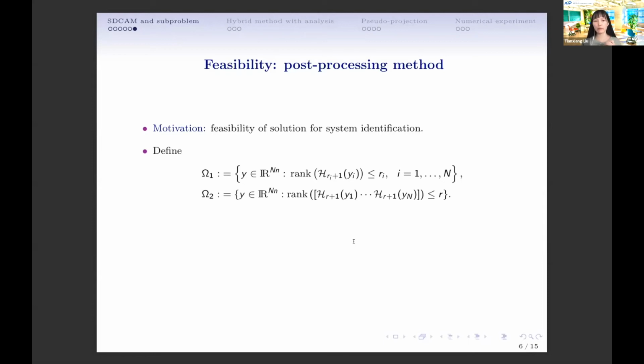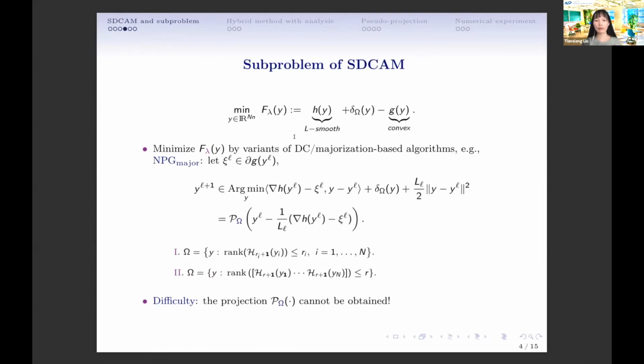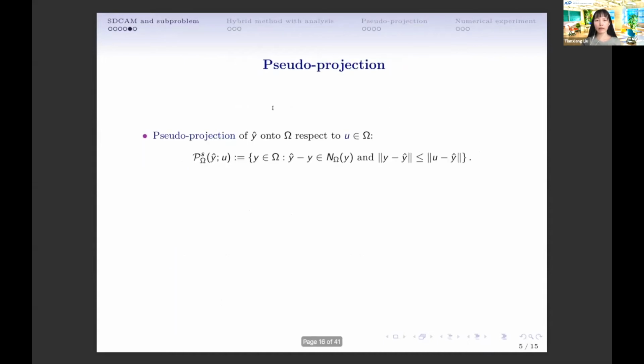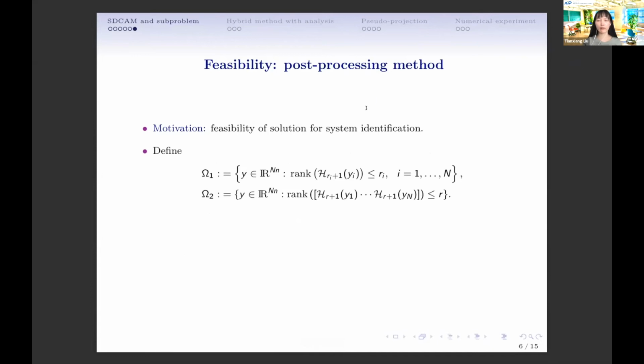But there is another issue we need to solve. We couldn't solve the original problem by SDCM alone, because if our lambda goes to very small, then the computation cost will be very high. That's the reason why we introduce some post-processing after we obtain an approximate solution with a relatively not-too-small lambda. This is also motivated by the wish to get a solution with very good feasibility, because it's very important in system identification.